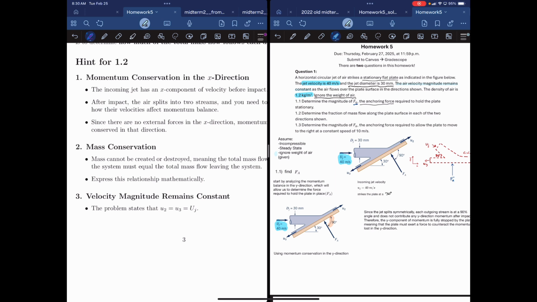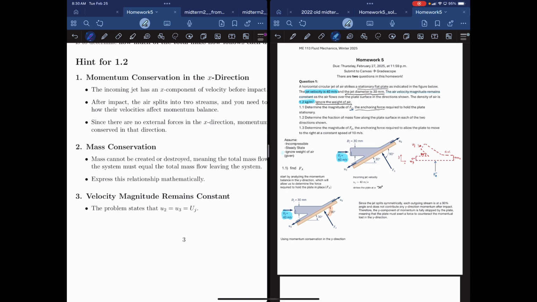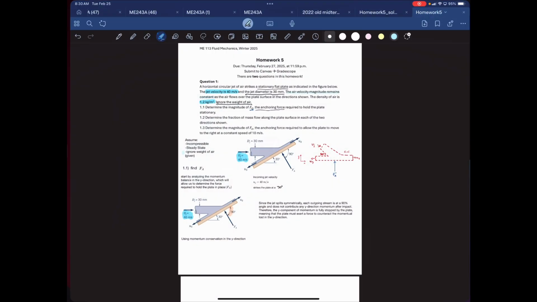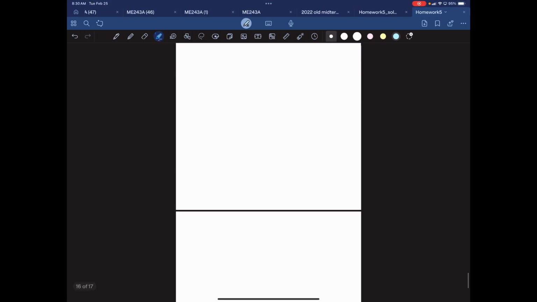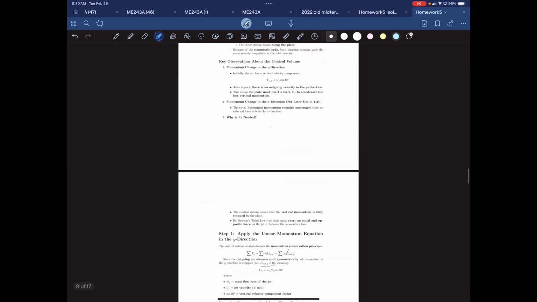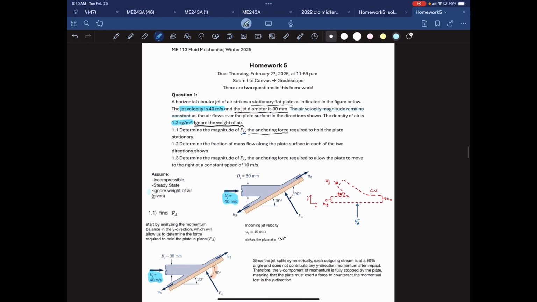Okay, any questions? Okay, I've given a lot of hints for problem 1, so I'm moving on to problem 2. Really quick, can I ask for 1.2, what is implied by the fraction of mass flow? Are we going to be comparing two things and taking a ratio, so to speak? I was a little confused by the wording itself. Yeah, okay.